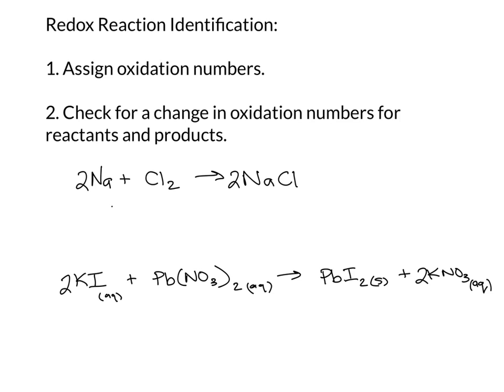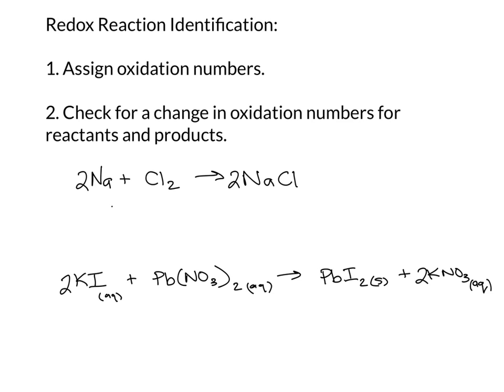So the identification of redox reactions involves a 2-step process. The first step is to assign oxidation numbers for all of the elements on both the left and right-hand sides of the arrows. And the second step requires you to check for any changes in specific species on the left and right-hand sides.